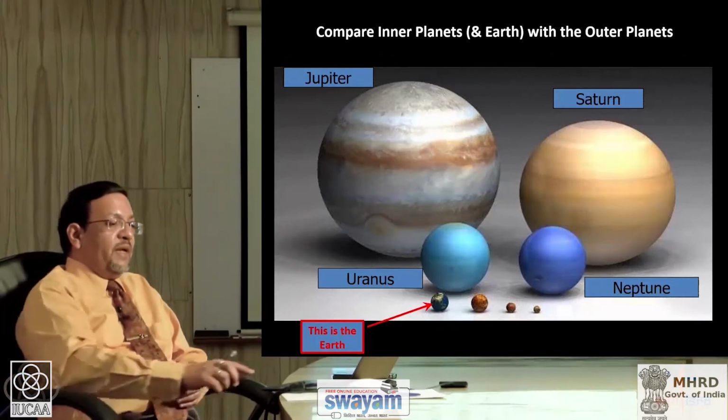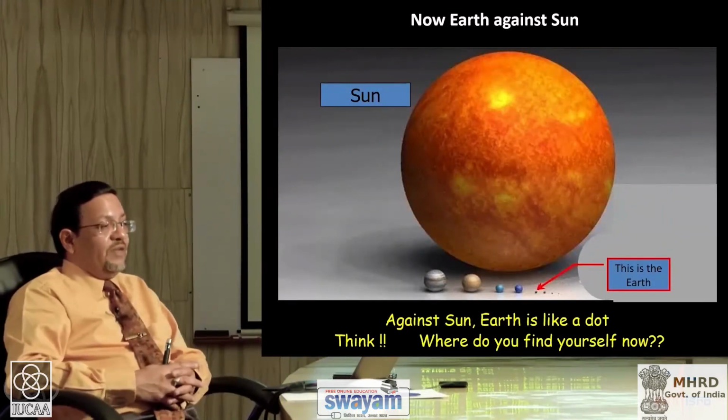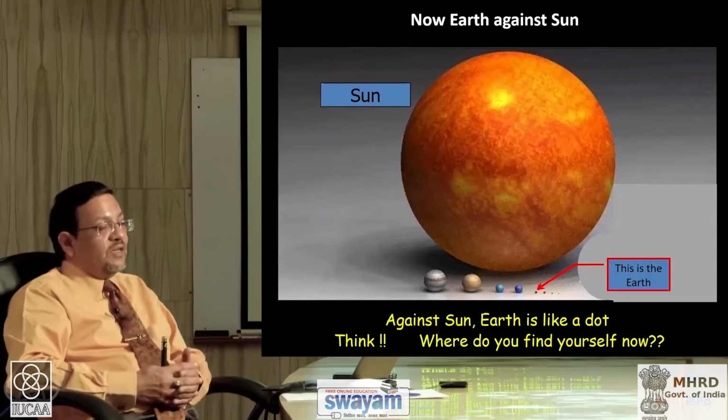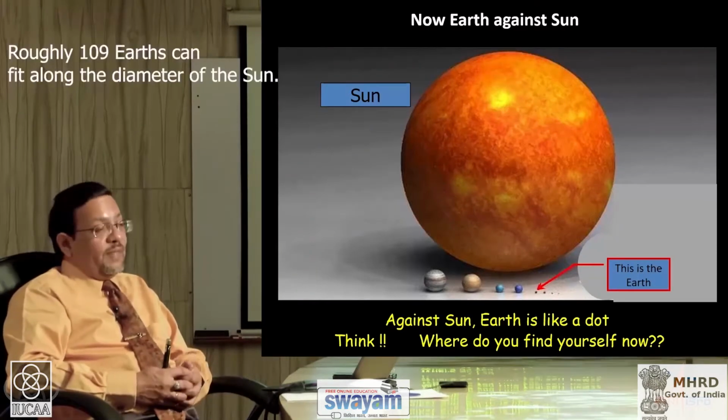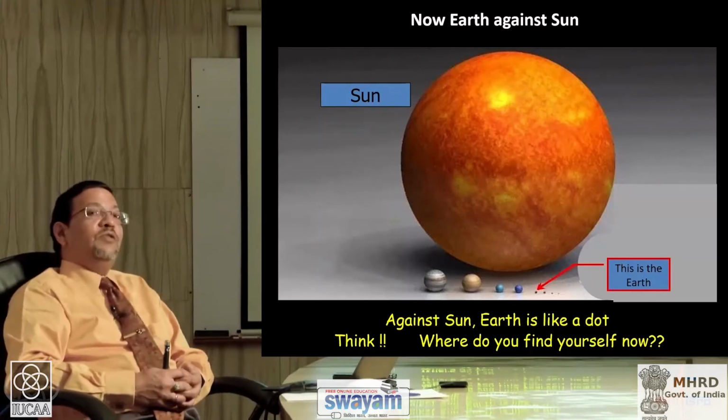If you want to compare this with the sun, this is how it looks. And now you can see, when we compare Earth with respect to the sun, it looks like a dot, and almost 100 Earths can fit inside the sun itself. And on this, now you compare yourself, where do you stand?